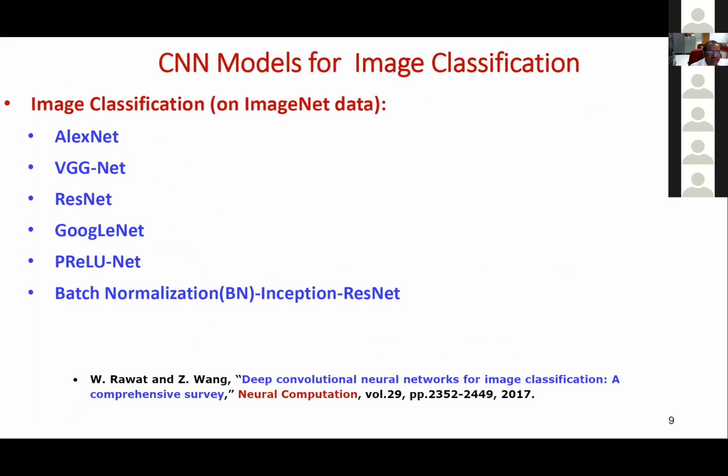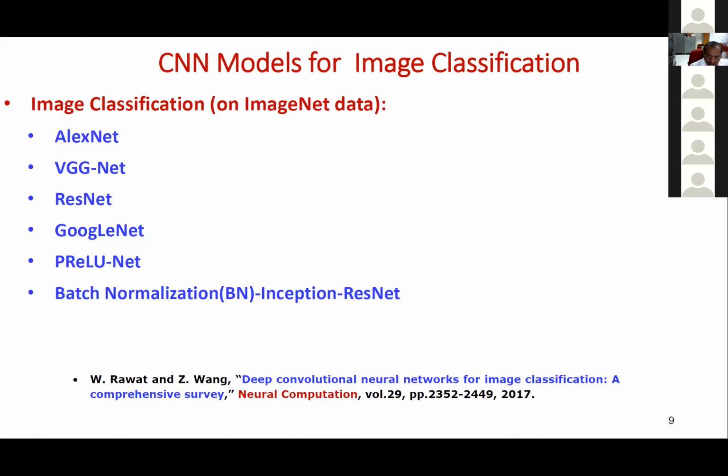There have been many other deep CNN models like ResNet, GoogleNet, and so on. You can find the details of several of these models in a very comprehensive paper that was published in 2017. That will tell you what the different types of deep CNNs are and how they help us perform this classification task on the ImageNet data in a very efficient manner.